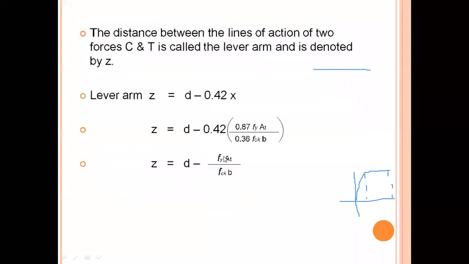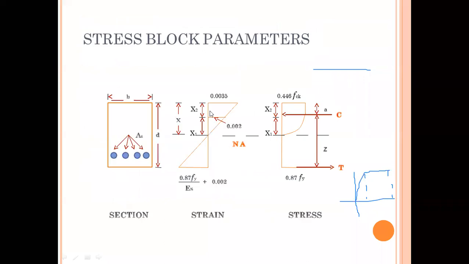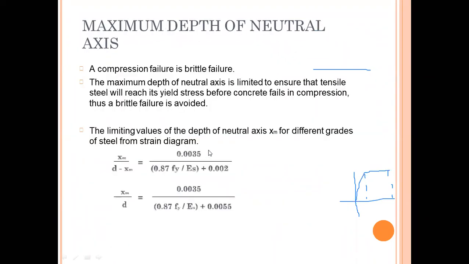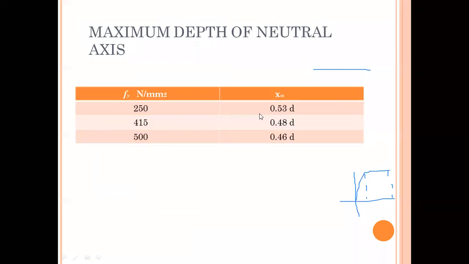How did we get this? From the strain diagram. If you see this strain diagram, in this whole triangle you can use similarity of triangles. So by similarity of triangles you will get XU max. Now for a particular grade of steel, if you put the value of Fy for Fe250, you will get an equation for XU max. So that is nothing but this.